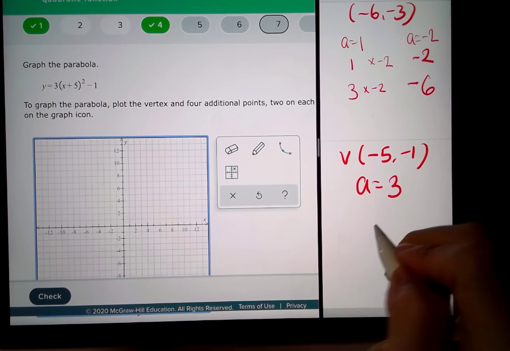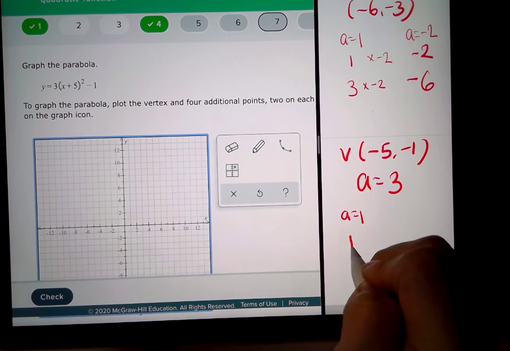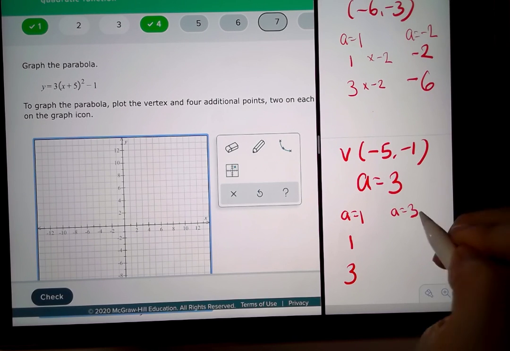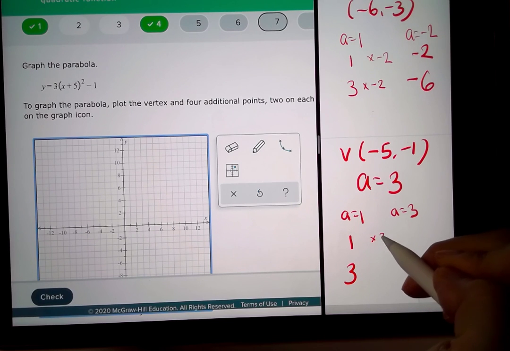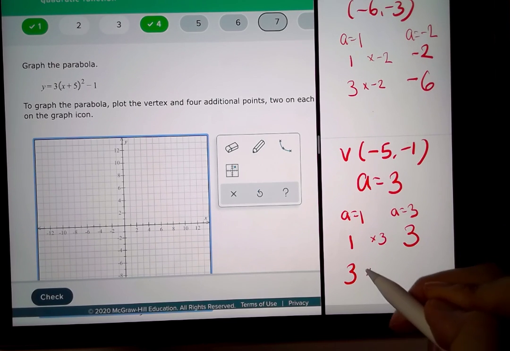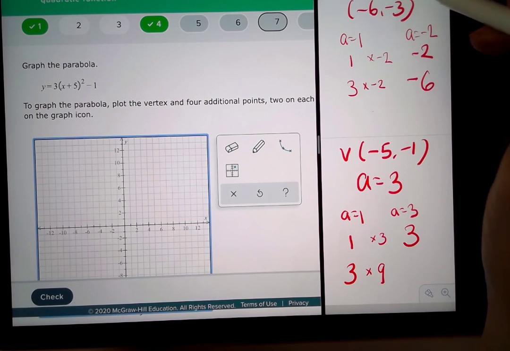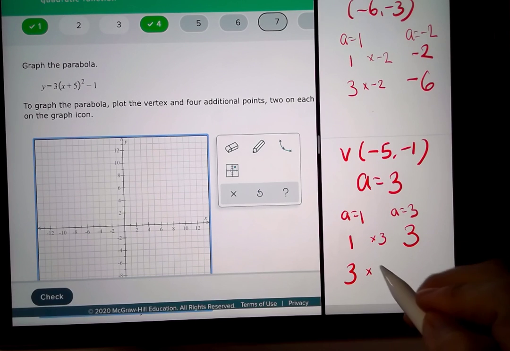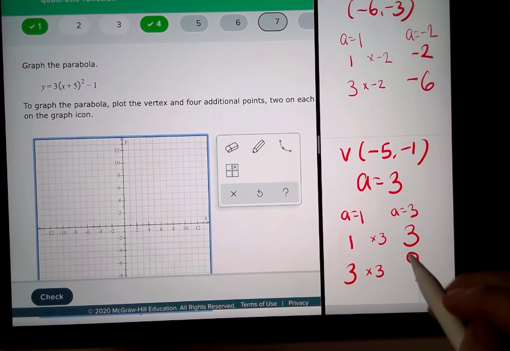And then you just remember when A is 1. When A is 1, we go by 1, 3, right? Then think about it. When A is 3, then what do you do now? You multiply by 3 to this number. So times by 3, then you get 3. Times by 3, then you get 9. So we go by 3 and 9.